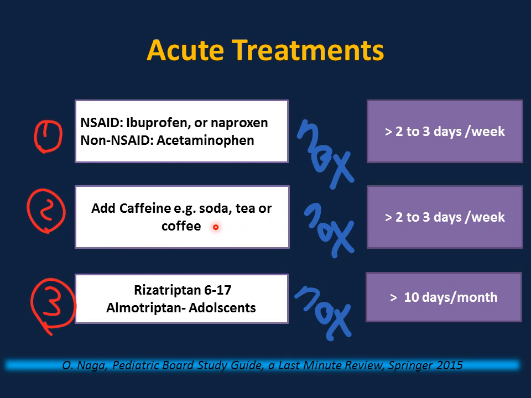If this is not helpful, you go to the third step, which is a triptan. The FDA approved triptan is rizatriptan between 6 and 17 years of age. Almotriptan for adolescents. Very important also not to exceed 10 days per month. So first line ibuprofen, naproxen, or acetaminophen by itself. If it's not helpful, you can add caffeine. If it's not helpful, you can use a triptan, but not to exceed 10 days per month.